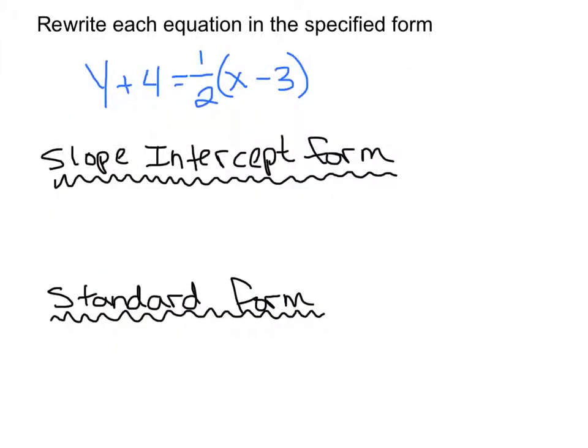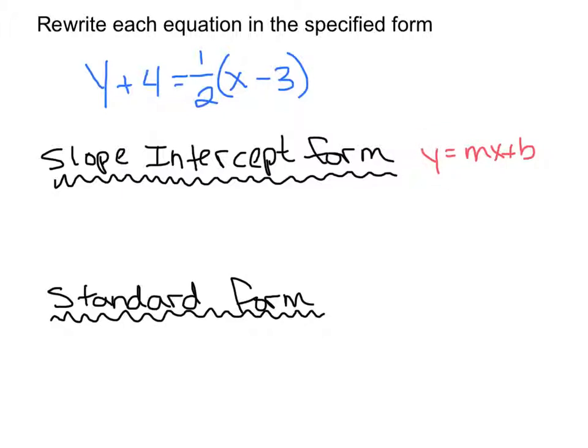Alright, for this example, it's asking us to rewrite the equation in the specified form. We have y plus 4 equals 1/2 times (x minus 3), and that right there is point-slope form. They're asking for slope-intercept form, which is y equals mx plus b. So we have to solve this equation for y. We're getting y all by itself.